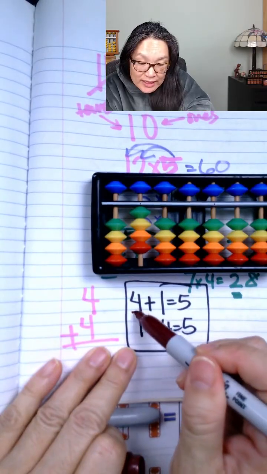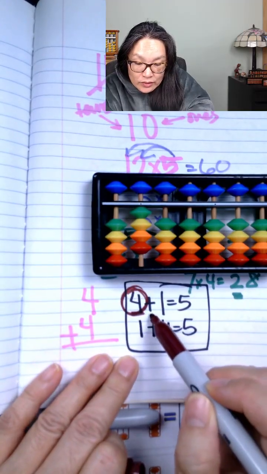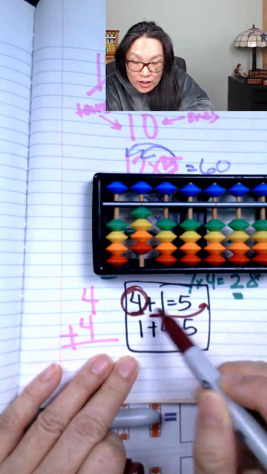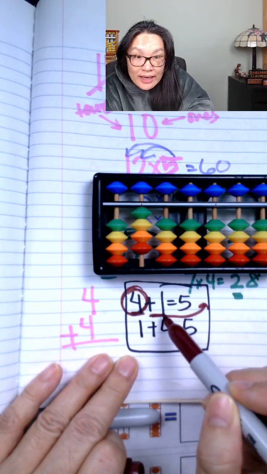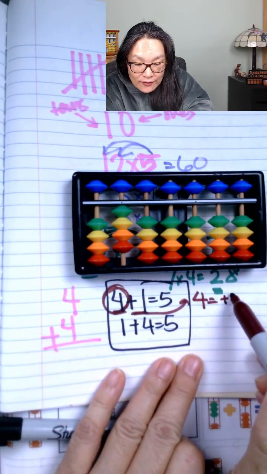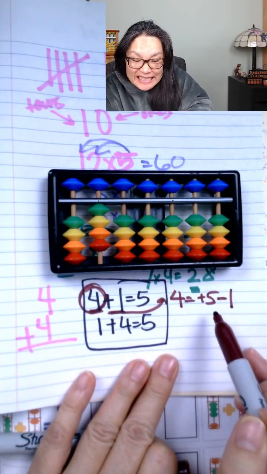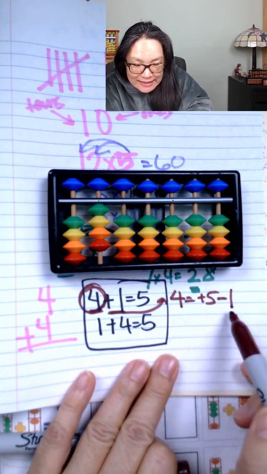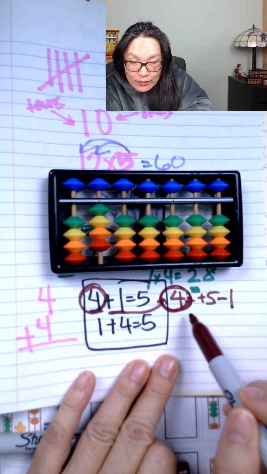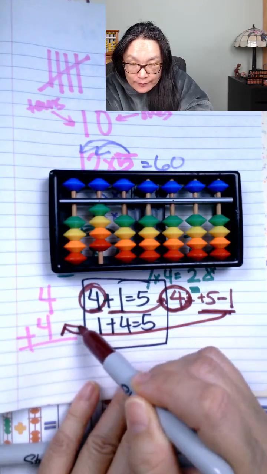What we're going to do is take this variable and isolate it. We're going to take this 1 and move it to the other side of the equation. So this turns into a -1. When this turns into a -1, we have 4 is equal to plus the 5 minus 1. So now we have our addition sentence, our equation. In abacus we call it a formula. So I'm going to take my variable and substitute this into here.